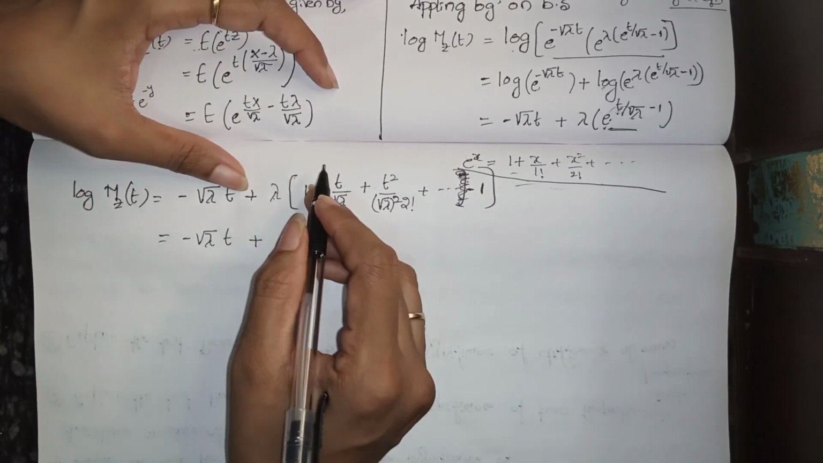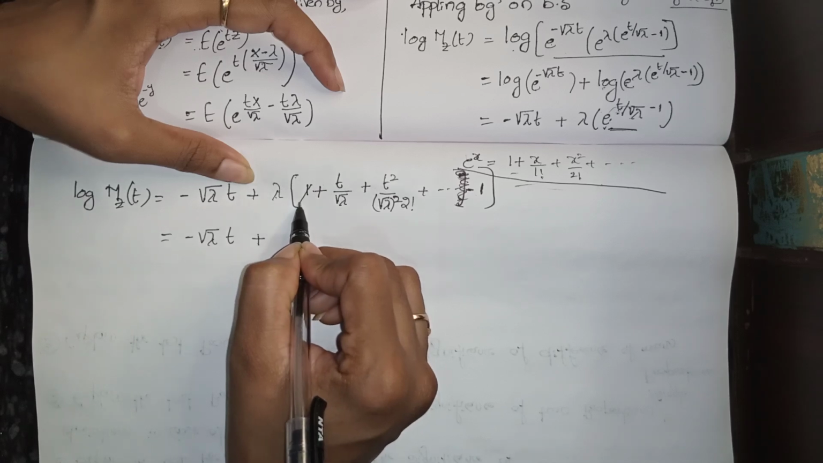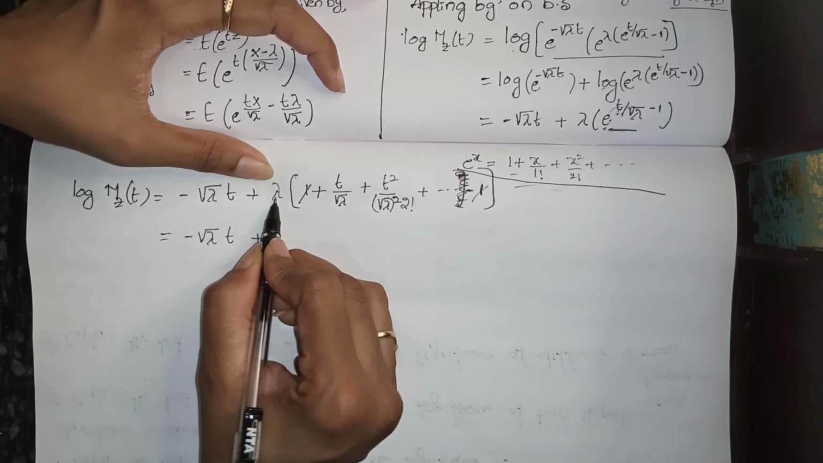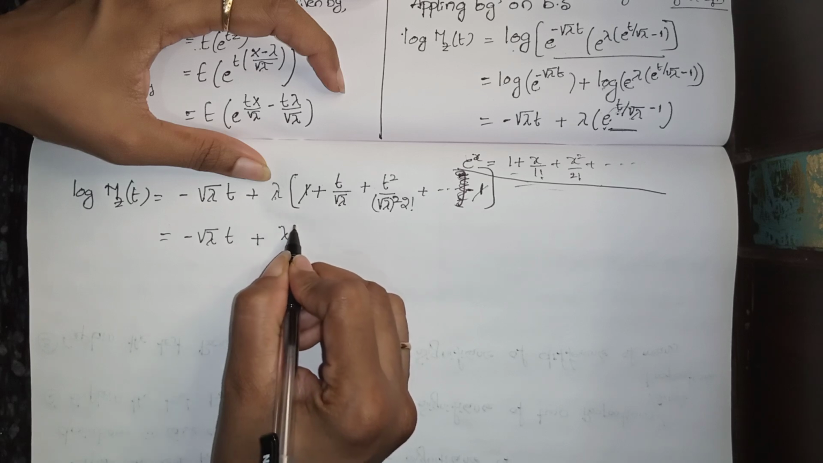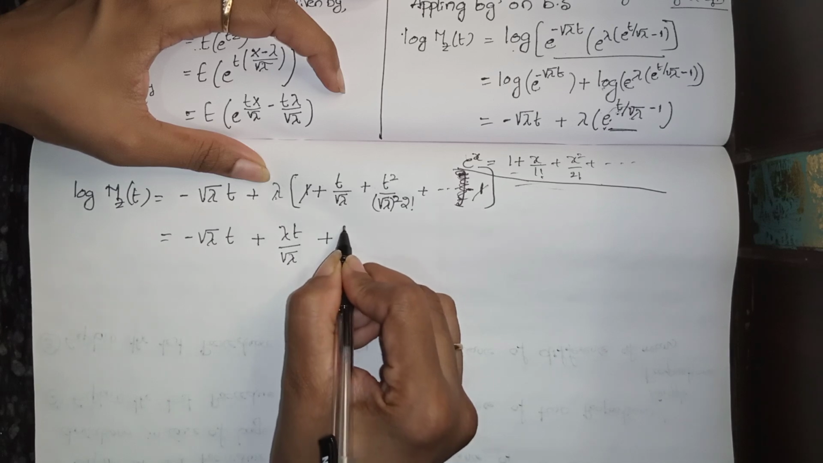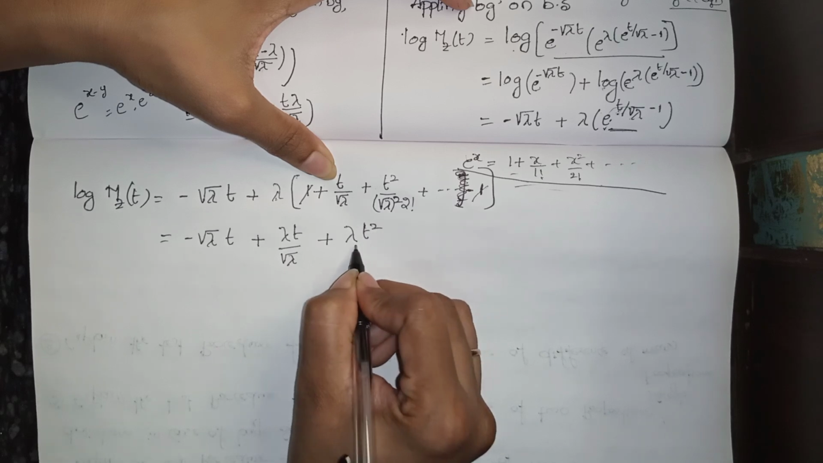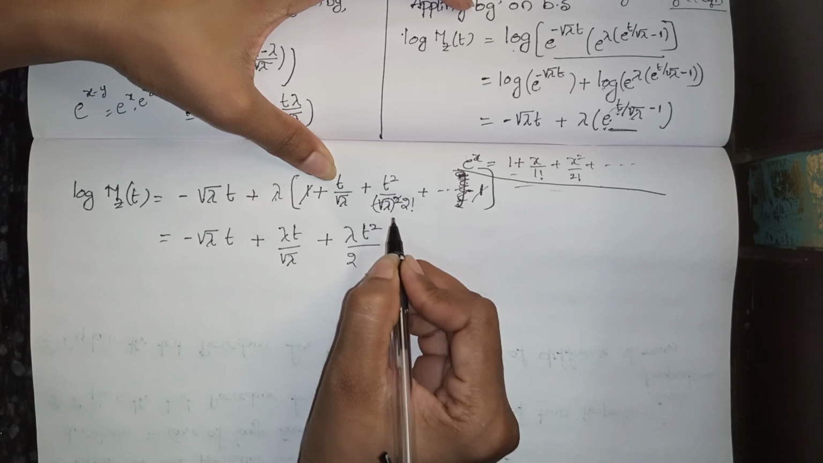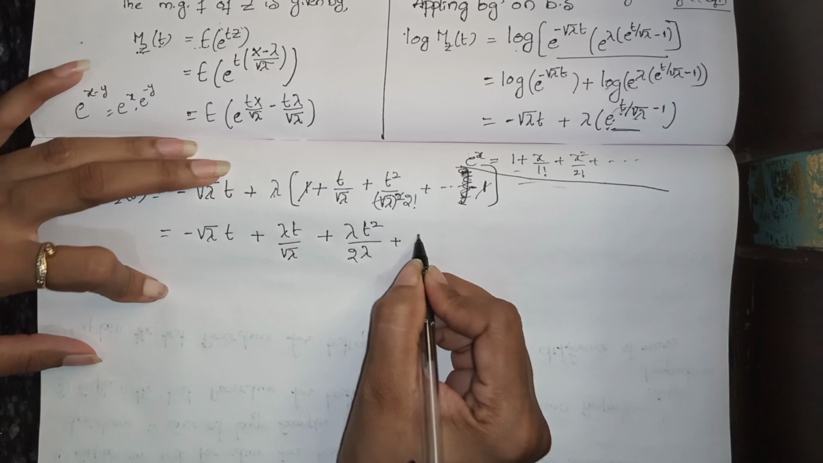Here if we observe, this one and this one get cancelled. So the next term is lambda into t by root lambda, plus lambda into t squared by 2 factorial, which is nothing but 2. Here root and square get cancelled, and the remaining term is lambda. Okay, plus and so on.